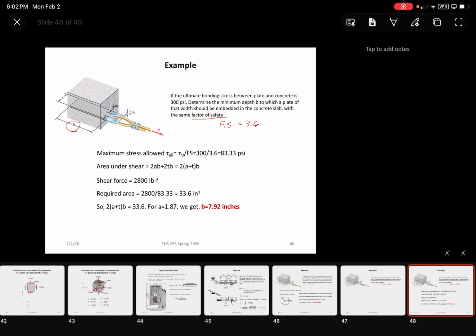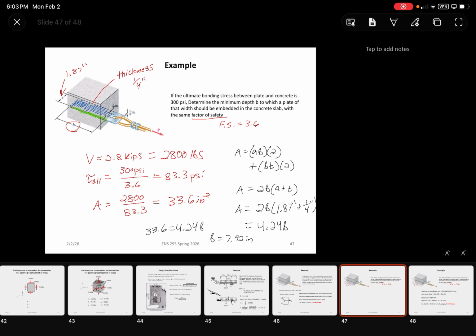Questions about this? And I know that this board is, again, hard to see. I've tried zooming in on this as much as possible. Yes? Can you go over the factor of safety again? Yes, absolutely. So the factor of safety can be applied in two different ways.